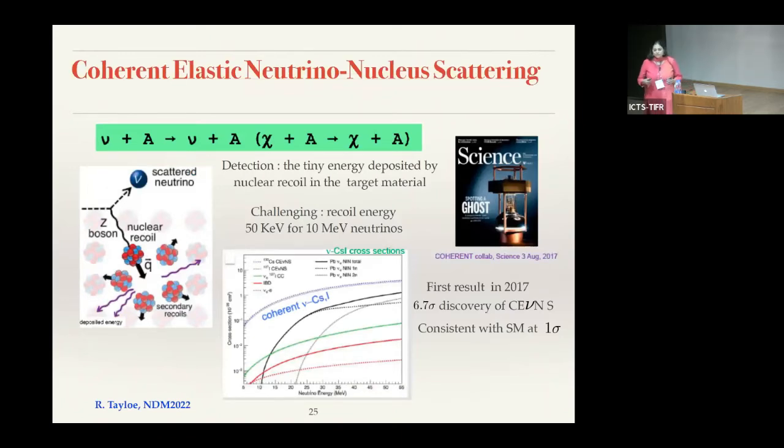Coming to neutrino interactions brings me to coherent neutrino nuclear scattering, which gave a wonderful result in 2017. It is detected by the tiny energy deposited by the nuclear recoil. It was proposed by Freedman in 1974, and it took so many years to observe it for the first time. The dark matter experiments were a motivation. It is challenging because recoil energy is about 50 keV for 10 MeV neutrinos, but the cross section is very high, you can see. The COHERENT experiment has made a 6.7 sigma discovery of this cross section, which is consistent with the SM at 1 sigma.